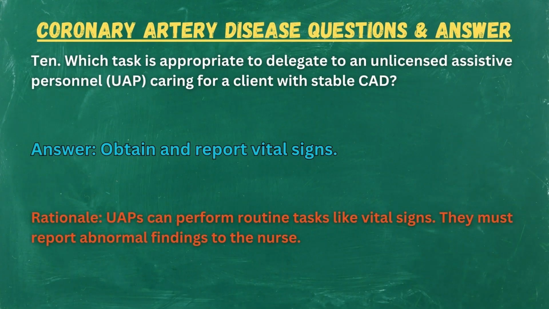10. Which task is appropriate to delegate to an unlicensed assistive personnel? UAP, caring for a client with stable CAD. Answer: obtain and report vital signs. Rationale: UAPs can perform routine tasks like vital signs. They must report abnormal findings to the nurse.